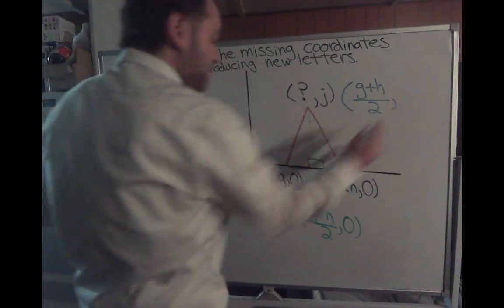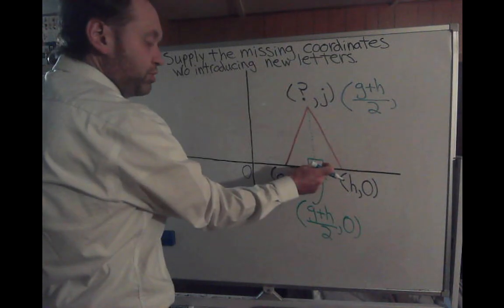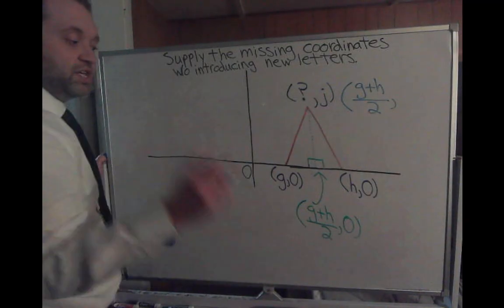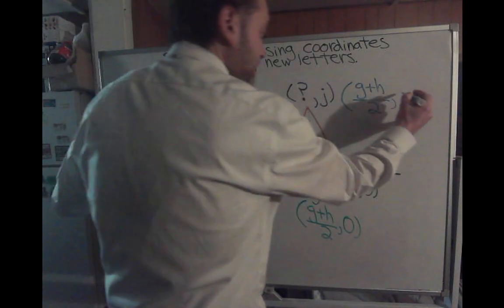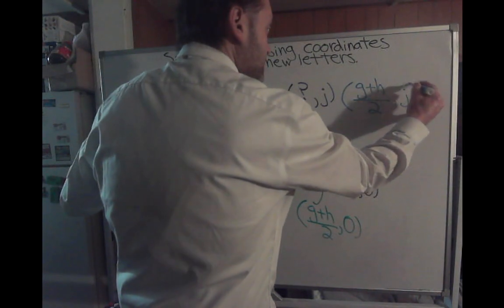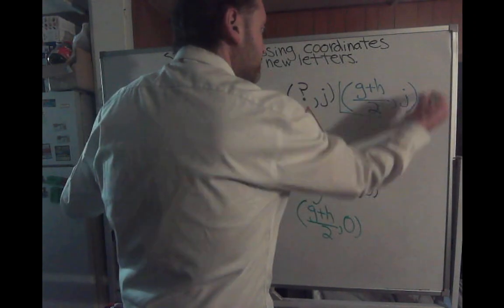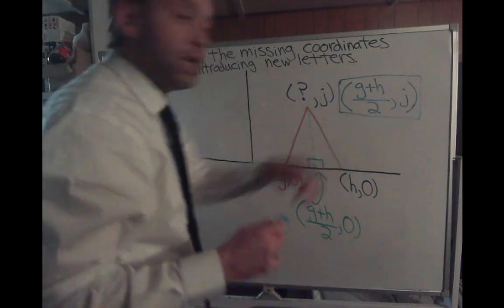because if you go straight up from where the perpendicular bisector is to the top vertex, you haven't moved anywhere in terms of x, but in terms of y, you've moved j units. So the coordinate of the top vertex would end up being G plus H over 2, then j for your y coordinate.